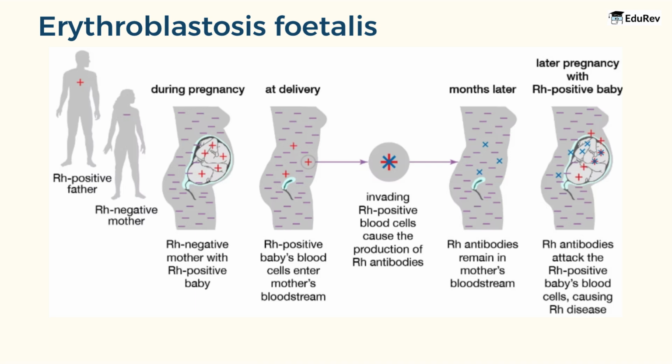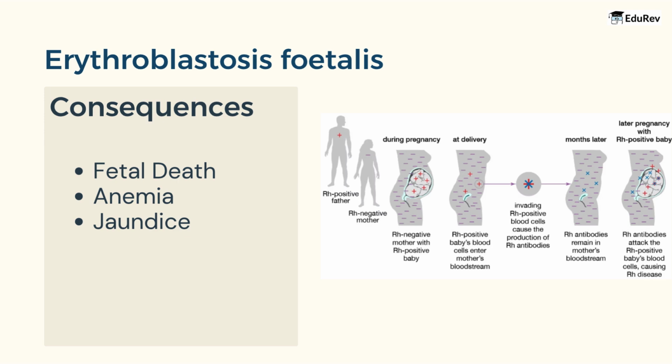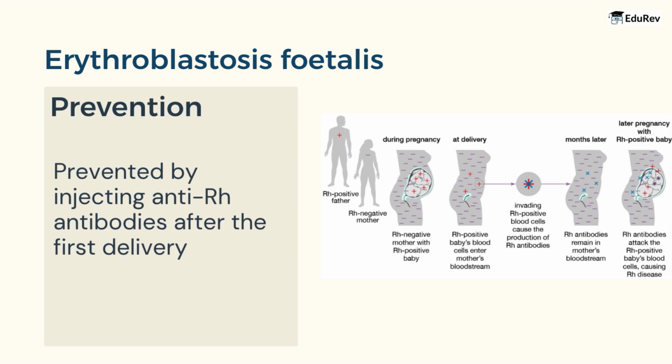In subsequent pregnancies, these antibodies can cross the placenta and attack the RBCs of the Rh positive fetus. This can lead to serious consequences such as fetal death, anemia, or jaundice. This condition is known as erythroblastosis fetalis. The condition can be prevented by administering anti-Rh antibodies to the mother immediately after the first delivery, which prevents the formation of antibodies against Rh antigens.